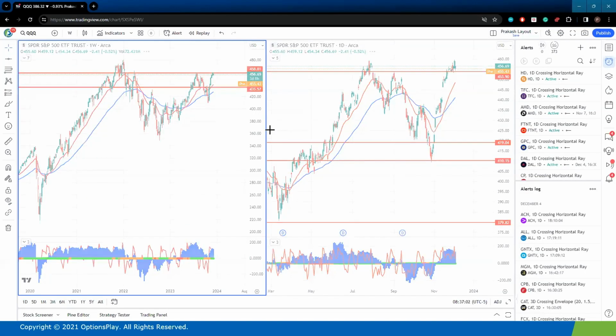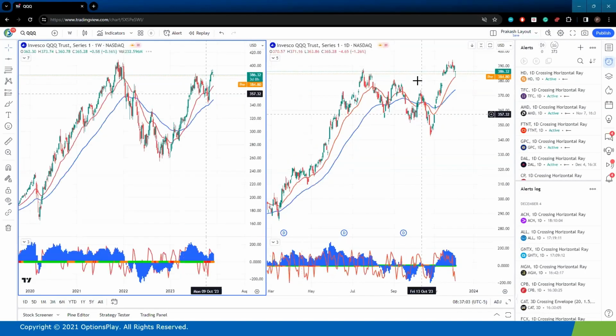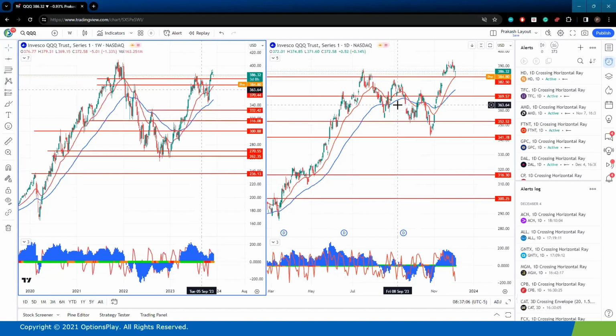Okay, moving on to the QQQ, the NASDAQ 100. It has actually been underperforming the S&P 500 because we've seen in the last few days rotation out of technology, and the NASDAQ 100 is very much heavy on technology. So we've seen a slight underperformance despite, generally speaking, outperformance for the year.